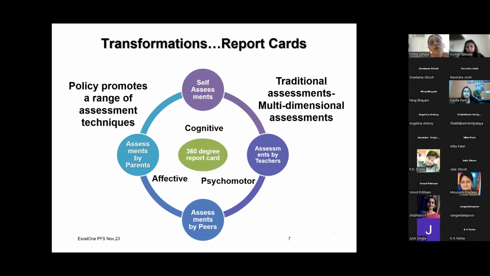Now, when we talk about this 360-degree report card and assessing children on the cognitive domain, affective domain, and the psychomotor domain, we also need to understand what this entails. And therefore, I will be taking you quickly through the Bloom's taxonomy.